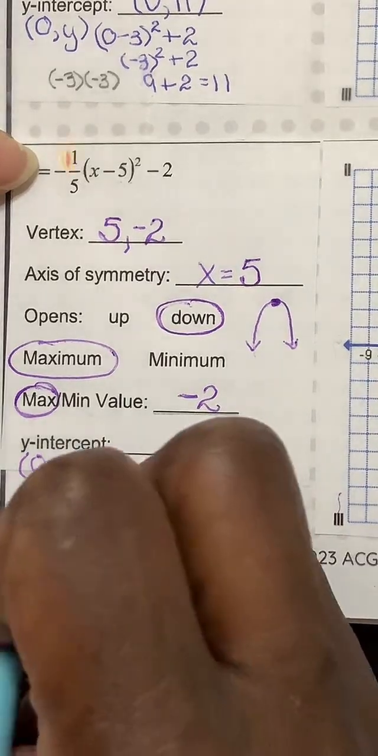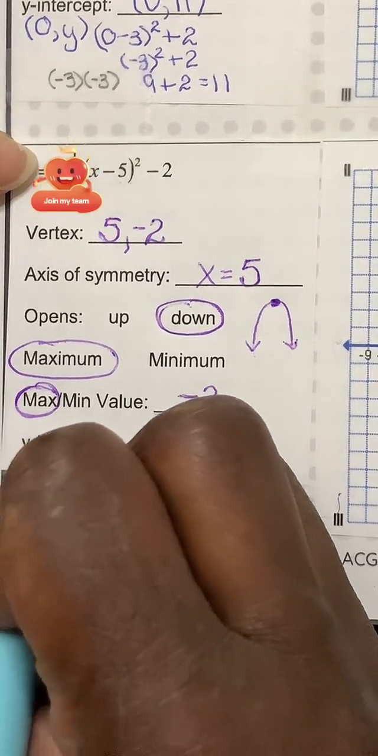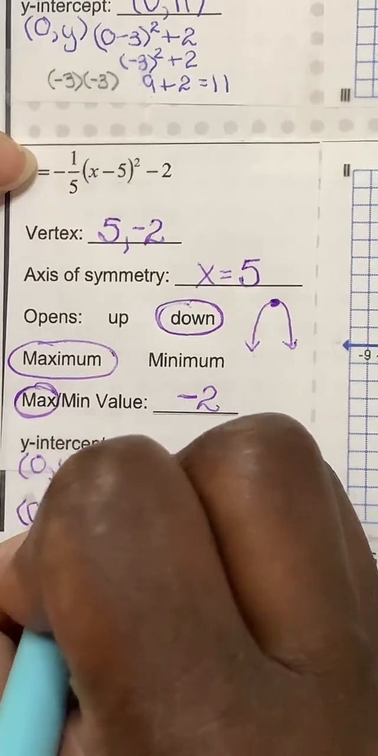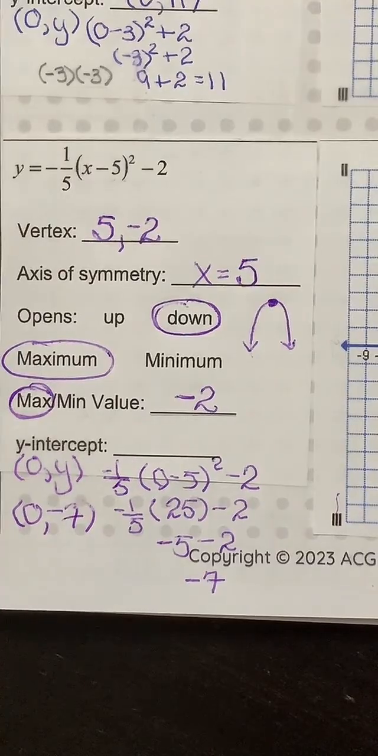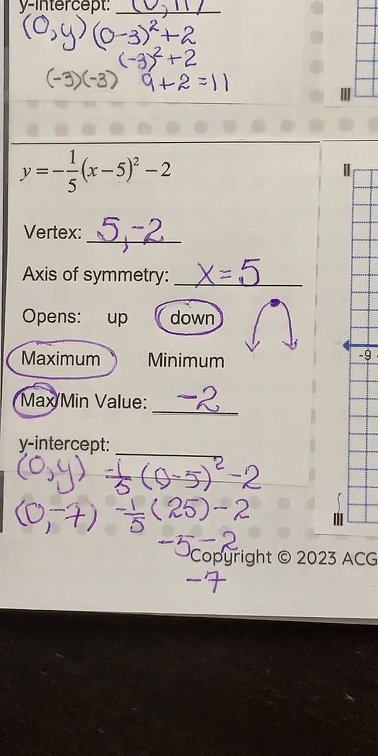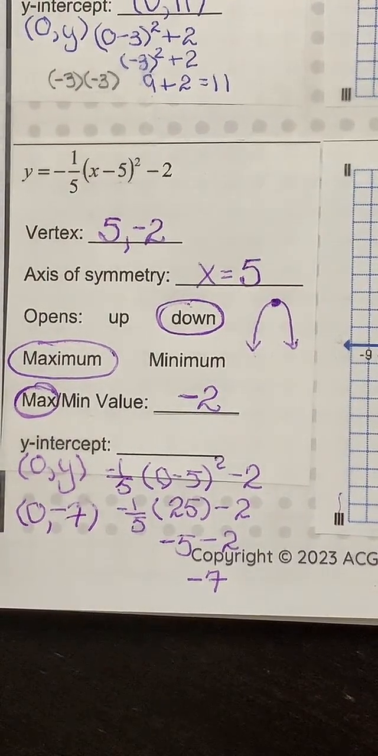All right. So, our y-intercept is (0, -7). All right. So, we got some stuff. We got some info. Not a problem. Okay, we have some stuff.